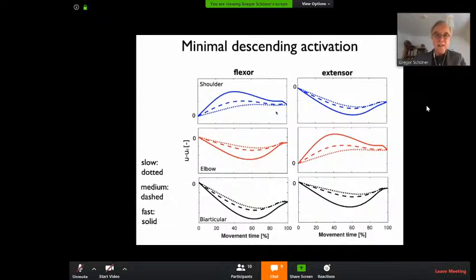And this is the kind of descending activations that we get. Here we had 3 speeds in the model. We had the slowest, the dotted, the medium speed is the dashed, and the fastest is the solid. And this is just an example, the flexor and extensor muscles, and the biarticulatory muscles are in black, the elbow and the shoulder, and this is for just one movement. I don't remember which one it is.